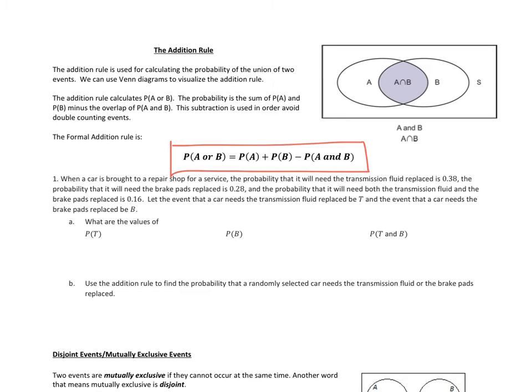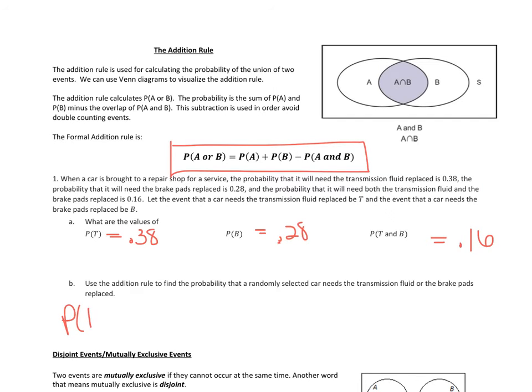Okay, so let's do a problem. It says when a car is brought to a repair shop for a service, the probability that it needs transmission fluid is 0.38. The probability that it will need the brake pads fixed is 0.28, and the probability that it will need both is 0.16. Let the event that a car needs transmission fluid be T and the other one be B. They want you to use the addition rule to find the probability.